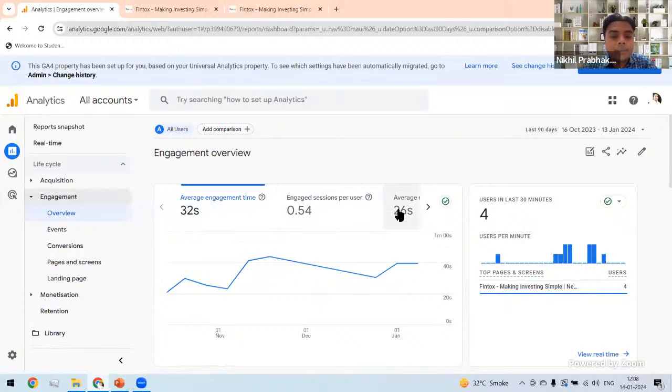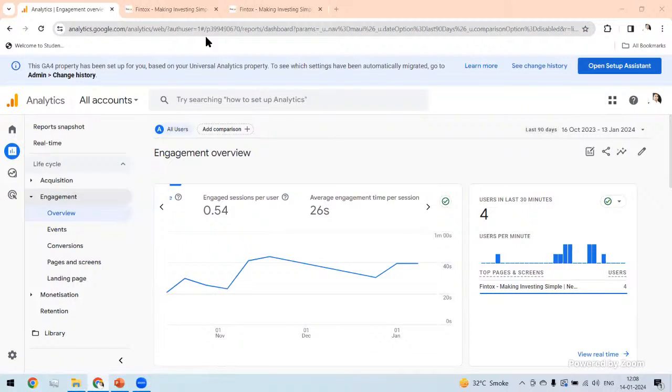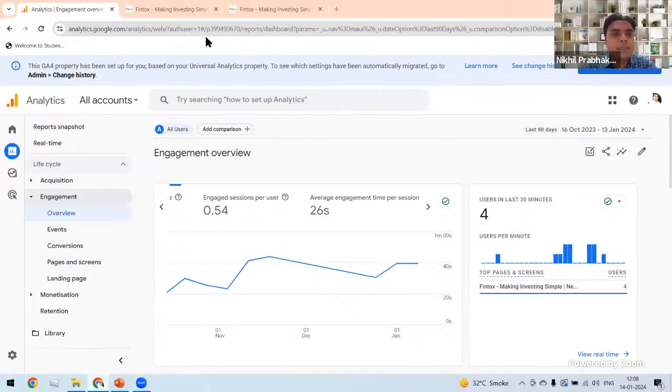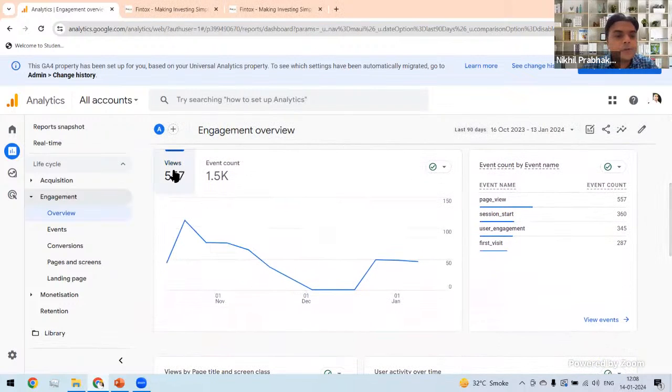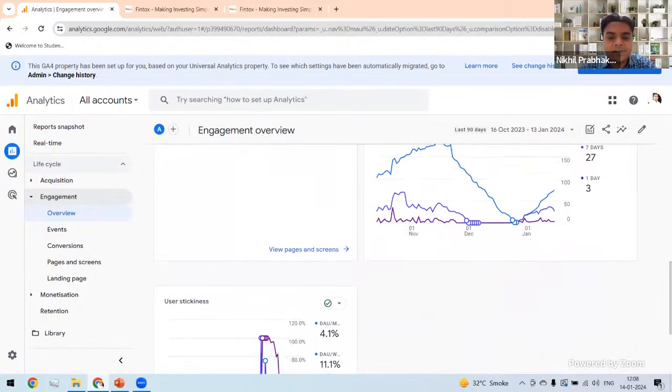You can also see, let's say, average engagement time per session. Session means when people visit a website, they can do once, twice, more than 2 times. Every time they come to the website, we call it as a session. Now, over here, let's also look at views. Okay, so this is how many page views are happening. 557 views have happened. We can define events also. Now, events are like a page view, session start, user engagement, first visit, and so on and so forth. We call them as views.